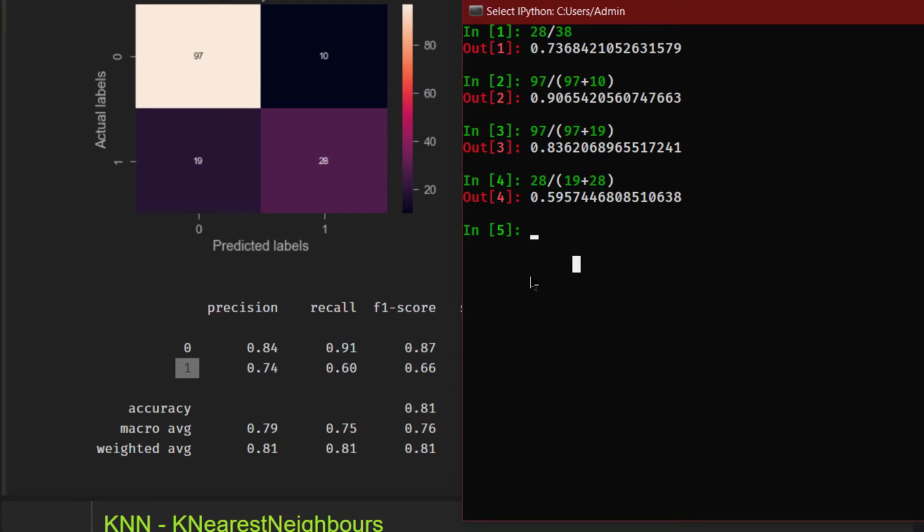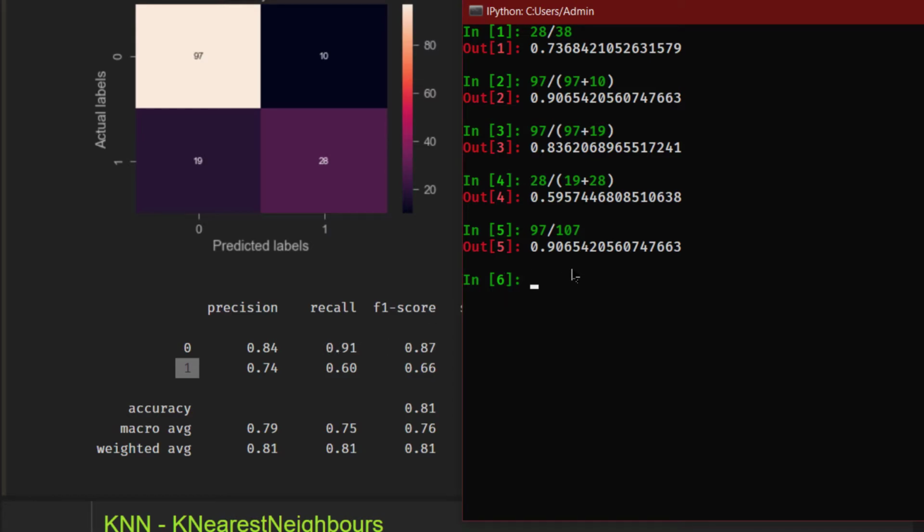Let's just calculate for 0 then. Out of the total actual truth values, how many of them were correctly predicted? So 97 out of 107, that is 97 plus 10, were correctly predicted. 97 out of 107 ground truths were correctly predicted. So it explains why it's 0.91.